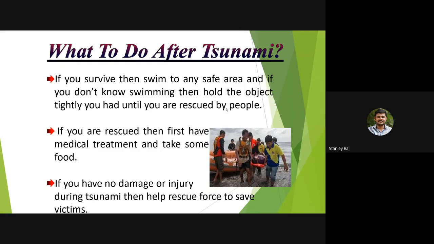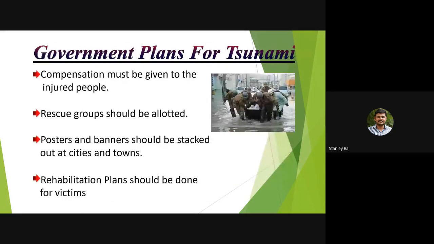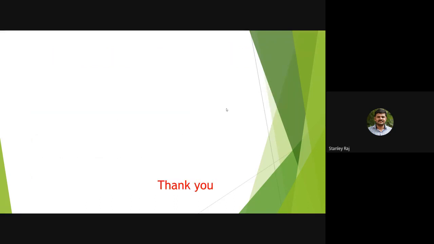Some government plans are available. Compensation must be given to the injured people, not only at election time but all the time. Rescue groups should be allotted. Posters and banners should be put up out of cities and towns. Rehabilitation plans should be done for victims. So that's all for today.